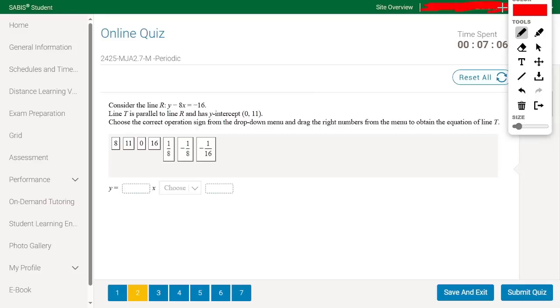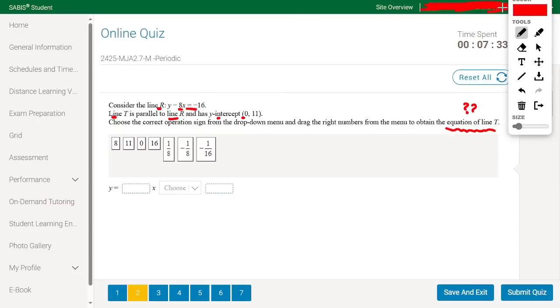Consider the line R equal to y minus 8x minus 16. Line T is parallel to line R and has y-intercept 0 and 11. Y-intercept, so x will be 0. Choose the correct operation sign from the drop-down menu and drag the right numbers from the menu. Obtain the equation of line T. So it wants us to find the equation of line T.